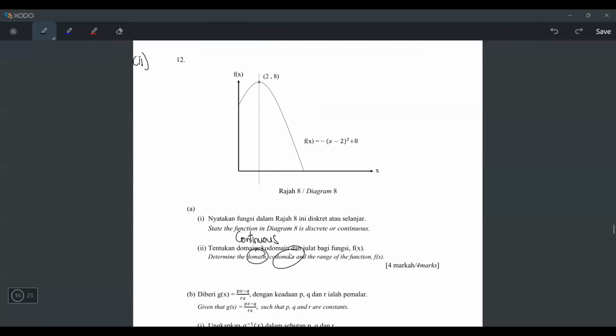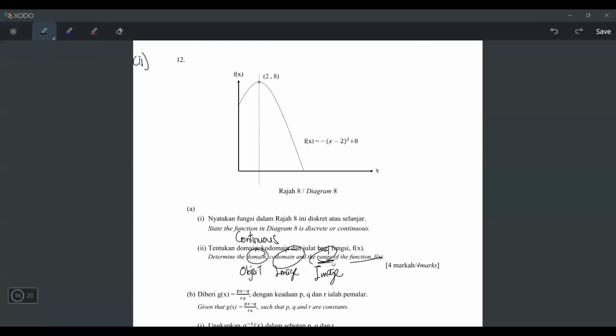Determine the domain, codomain, and the range for the function. Domain means object. Codomain means image. And range is also referring to the image, but the meaning is a little bit different, because range is the image that is only touched. It's okay, we'll do it together. So let's try to find the domain first.